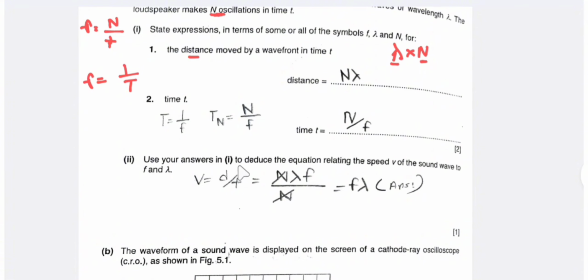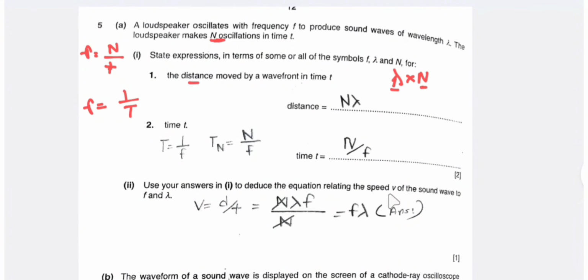Use your answer in A1 to deduce the equation relating the speed of the sound to frequency and lambda. So we need to relate speed with frequency and lambda. We know that v is equal to f lambda, but we need to show that v is equal to f lambda, so initially we need to relate this.